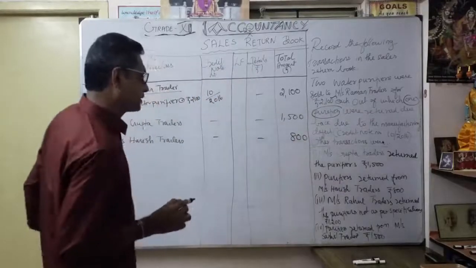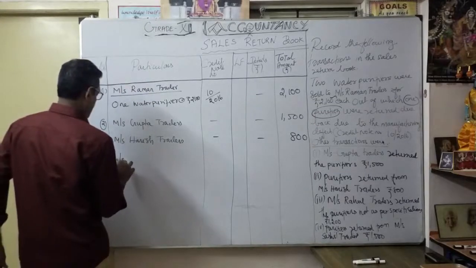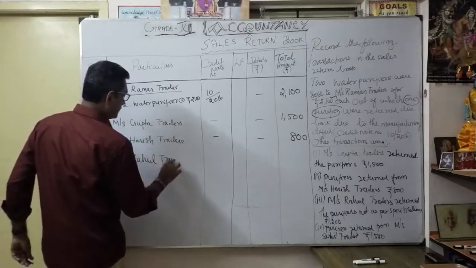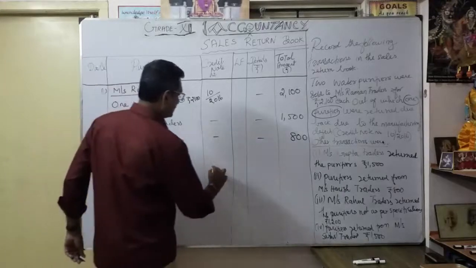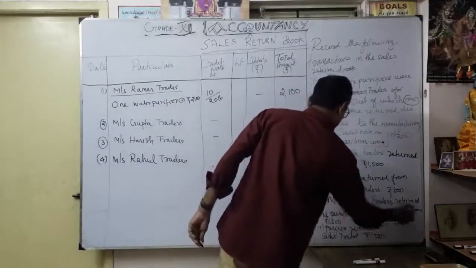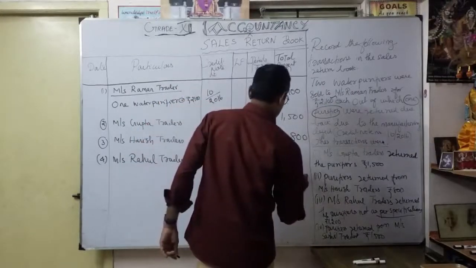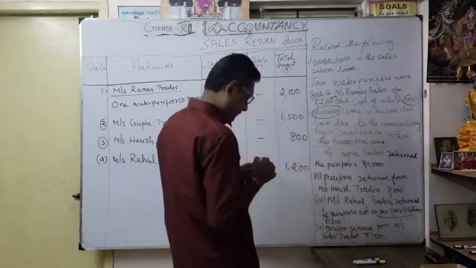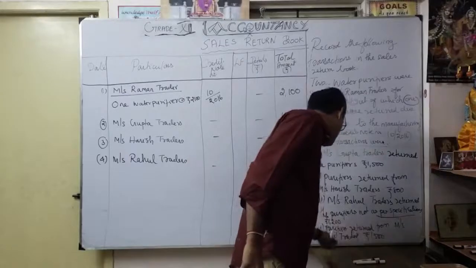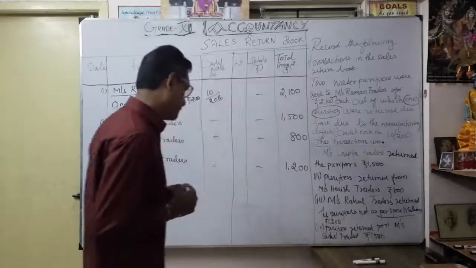Thereafter Rahul Traders. So dash how much? Rahul Traders, not as per specification. Okay, that's why they returned back to us 1,200. Okay. Then finally purifiers returned from Shashil Traders. You can say Shashil Traders 1,500.